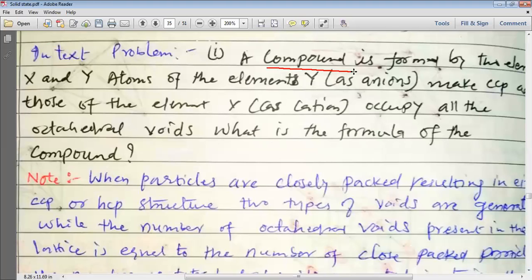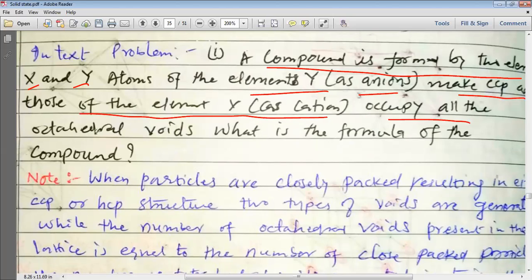Problem number 1. A compound is formed by 2 elements X and Y. We have 2 elements X and Y. Atoms of element Y as anion. Please remember that anions are bigger in size, so they are arranged as a particle. And the cations are generally placed into the various voids. So Y as an anion makes CCP. CCP means cubic close packing or FCC. Those of the element X, which is a cation, occupy all the octahedral voids. What is the formula of the compound? So here we want to find out the formula of the compound.